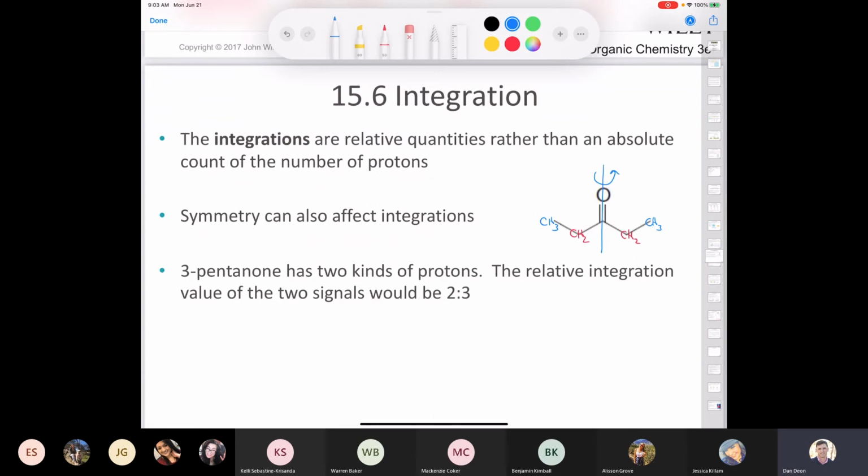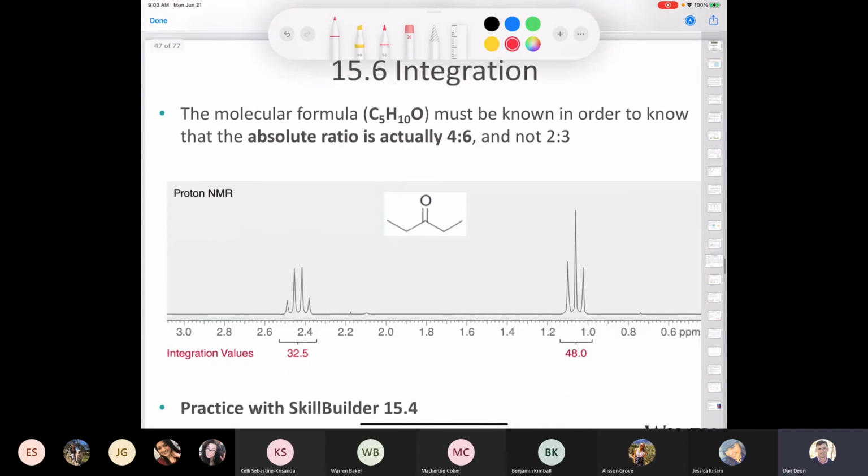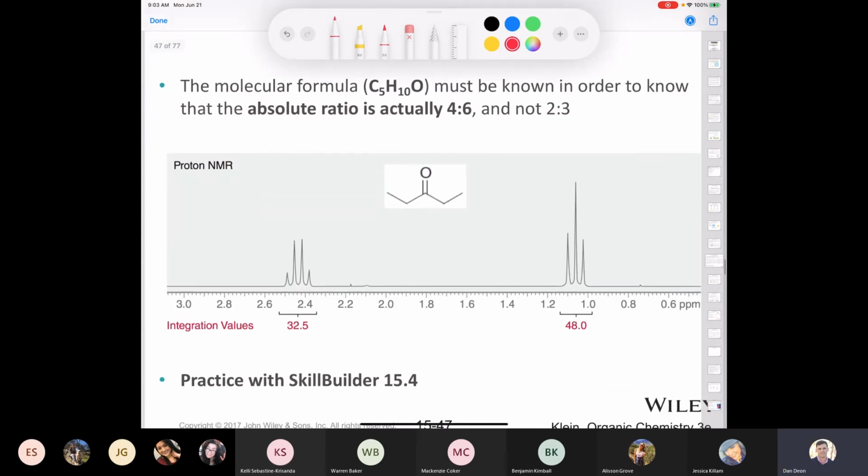So you'd see 2 signals, right? Again, because these 2 are identical and these 2 are identical. So you only see 2 signals, but the relative integrations would be 2 to 3. It wouldn't be 4 to 6. So you would have to know more information to say, okay, well, it's not 2 protons and 3 protons. It's actually 4 and 6. All right.